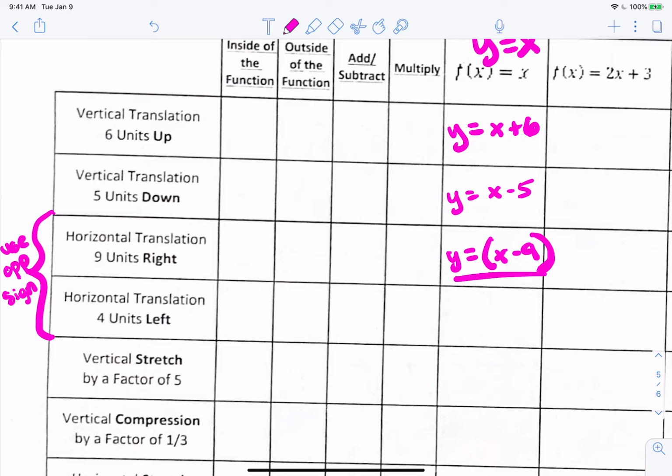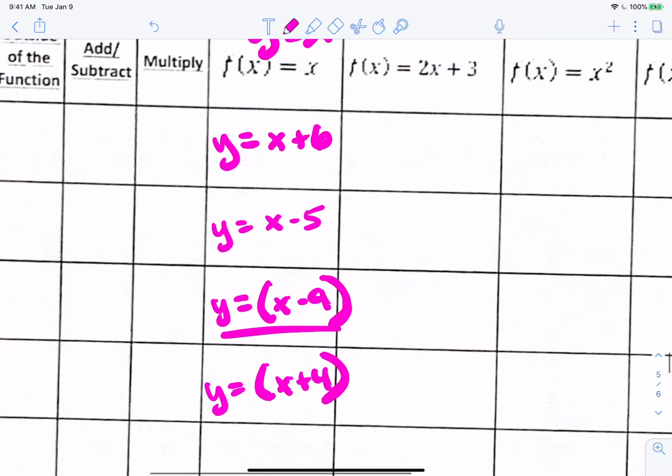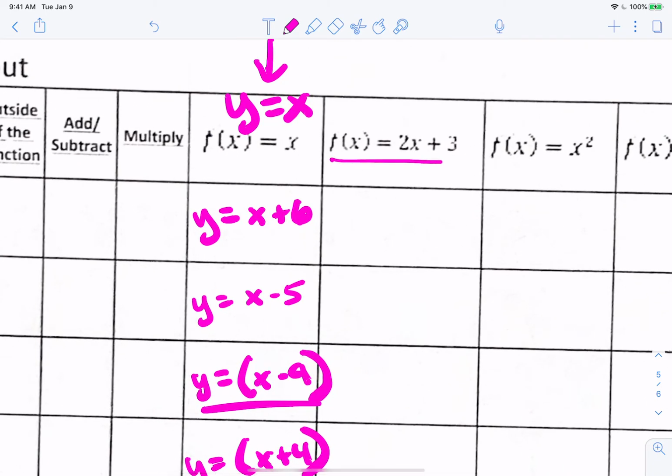What will 4 units left look like? X plus 4 in parentheses. That's what he looks like. Okay? All right, let's hop over here, and before we do the remaining ones going down, let's hop over here and do y equals 2x plus 3. If this is my parent function, if that's what I'm starting with, what the equation will look like. So if I'm starting with 2x plus 3 and I move him 6 units up, what will my new function look like?